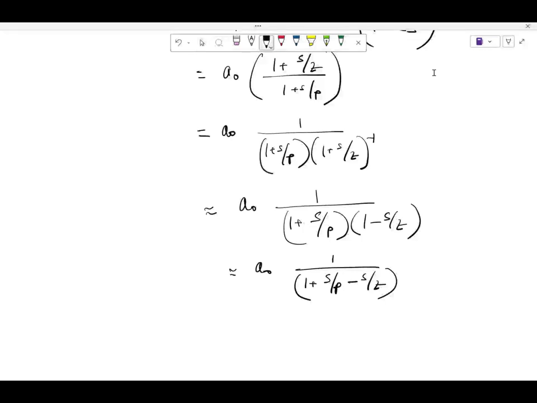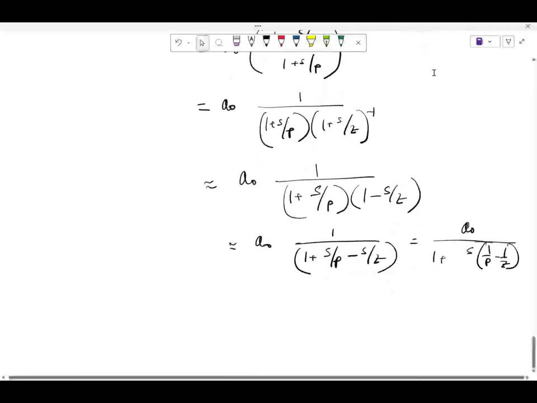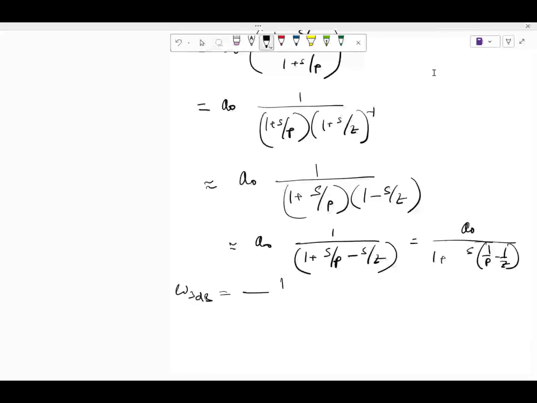So this is essentially... so what is your 3 dB bandwidth then? Yeah. 1 by P minus 1 by Z. So the caveat here is, when we say 3 dB bandwidth, we are only talking about magnitude. We're not talking about phase, right? 3 dB bandwidth only talks about magnitude.